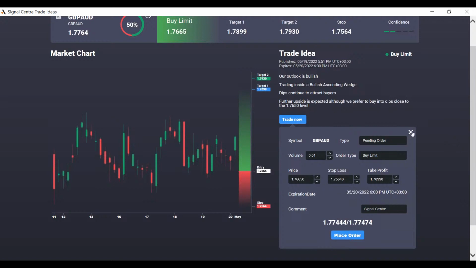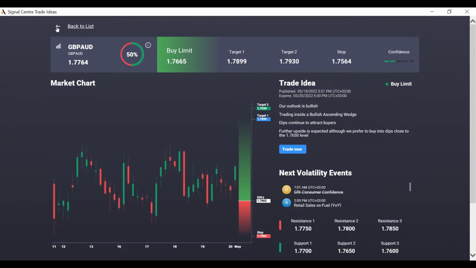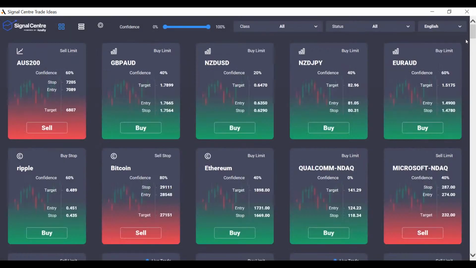The reason is that we've rolled this out for only a couple of months, and we are constantly receiving feedback from you to see how we can improve. Hence we'll be updating this from time to time. Okay, so that is the Acuity Signal Center.